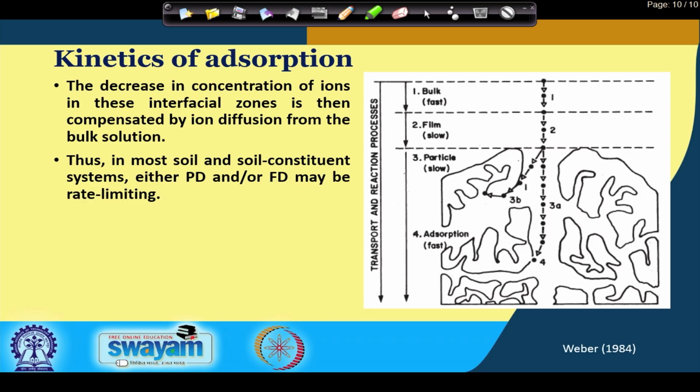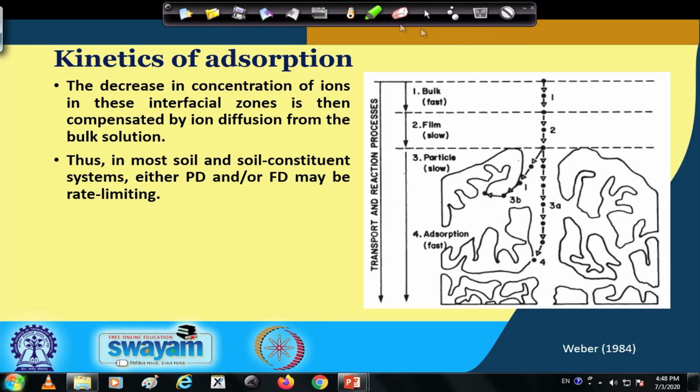So, when adsorption of cations at the specific adsorption sites of the clay particle occurs, as a result the interparticle liquid layer and also the film adhering to the particles are losing the cations. So, they become somewhat less in concentration for that cation. This decrease in concentration of the ions in these interfacial zones is then compensated by the diffusion from the bulk solution. So, here this is the bulk solution.